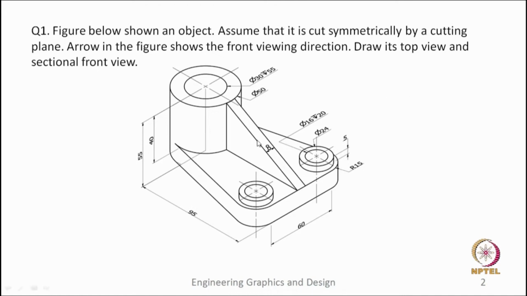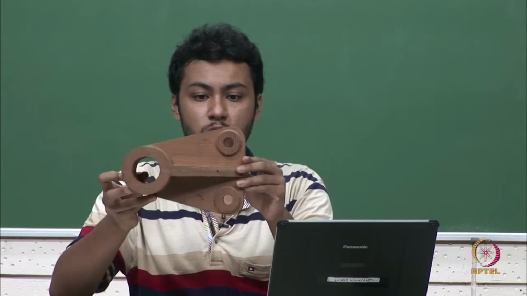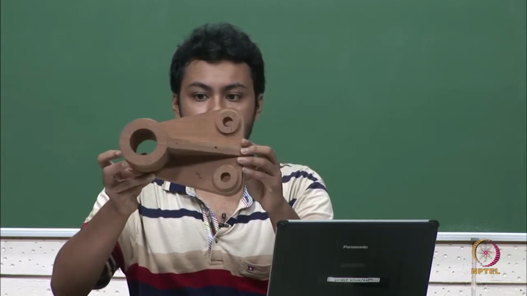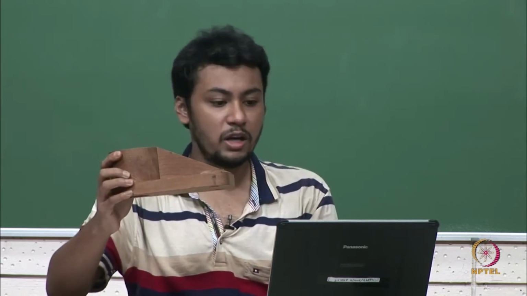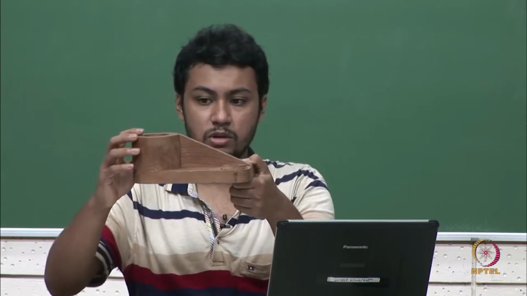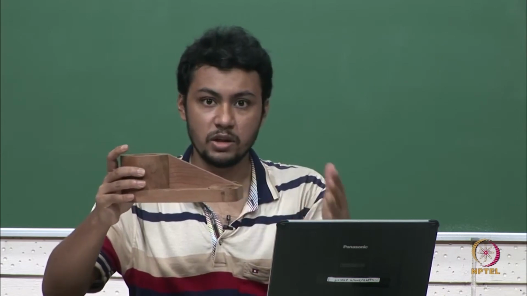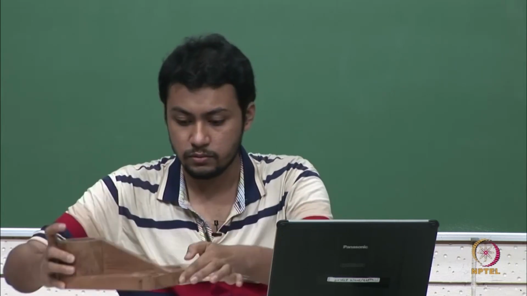So, if we look at this object, the front viewing direction is this and we have been asked to draw the top view as well as the sectional front view. Now, you just look at this object and then look at this. This is the object that you were watching in the drawing. The same object, but today we will not rely only on the drawing, we will look at the object also. So, first we will look at the object in the drawing, then we will come back to the real object, then we will go for the drawing. That is what we will do.